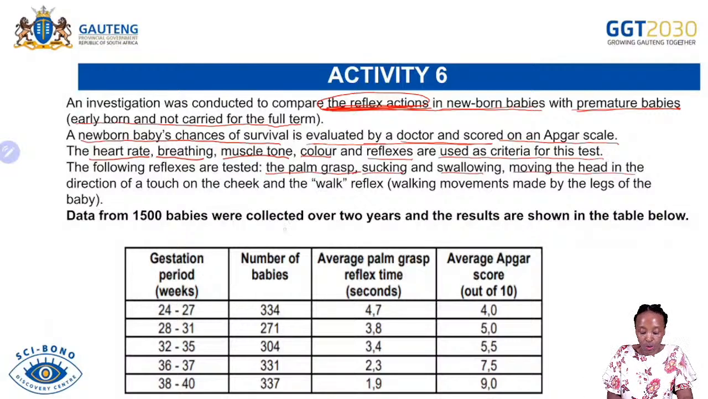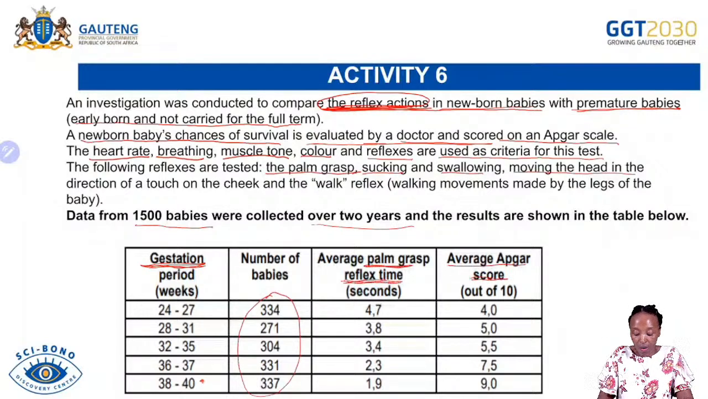Then the data that was collected from the 1,500 babies over 2 years is shown in the table below. So we are looking at the table, the gestation period, the period of development, which is normally from week 1 up to where? Up to week 40. And then the number of babies that were tested, and then the results. This is the reflex time that we are looking at, specifically this one from the palm grasp, and then the score that was recorded on the APGAR scale.